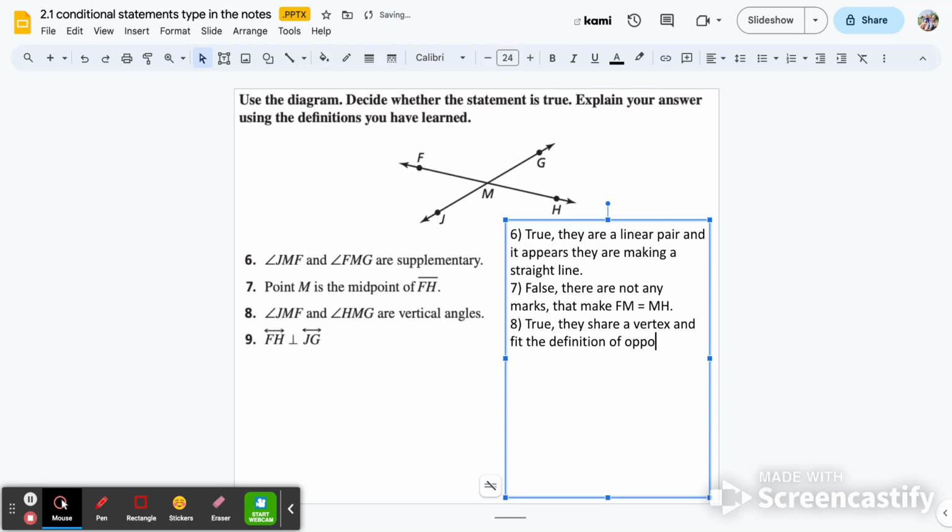Cannot spell. Opposite angles. The last one, question 9, is line segment FH perpendicular to JG? This is false. In order to be perpendicular, you have to show an indication of 90-degree angles, so there's no indication of 90-degree angles. Okay, that is the final piece of our notes for today.